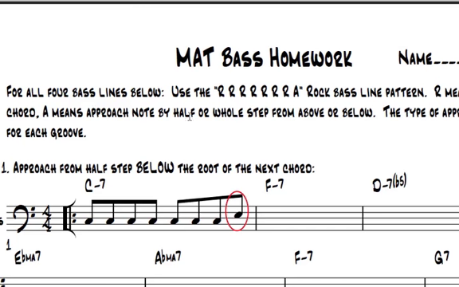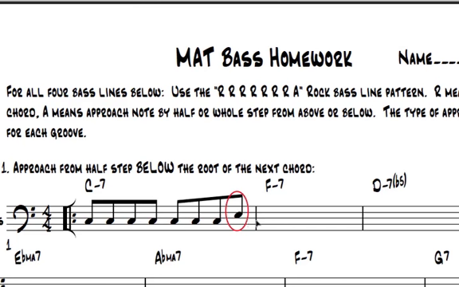An approach is simply a note that is either a half or a whole step away from the target note. The target note is the next root at the beginning of the next measure. So in this measure, the target note will be an F. All you have to do then is follow the instructions. The instructions for this part say approach from a half step below the root of the next chord. The next chord is an F, and this is the note E, so that's a half step below.